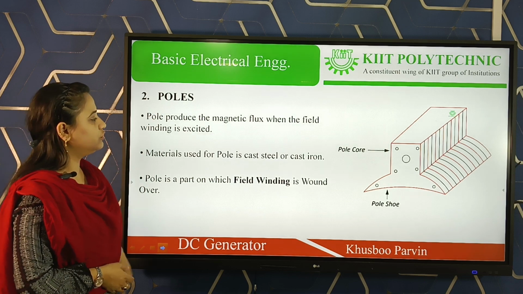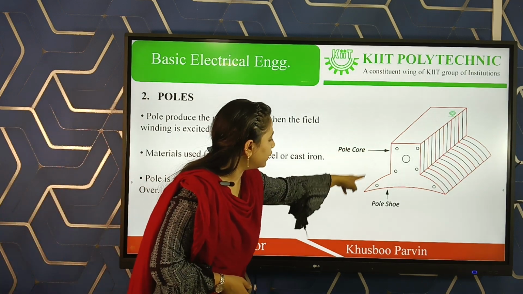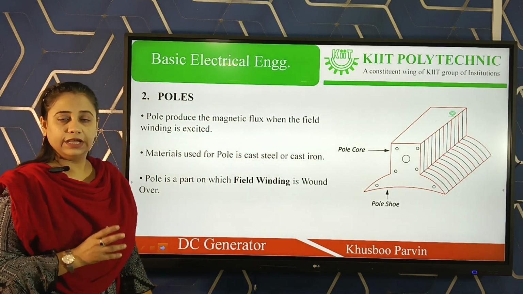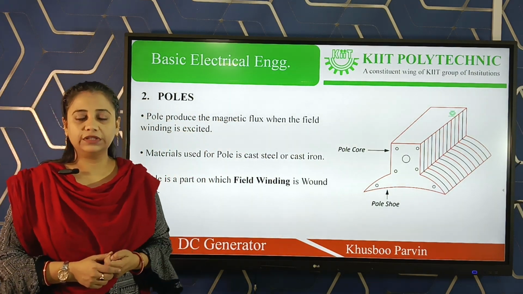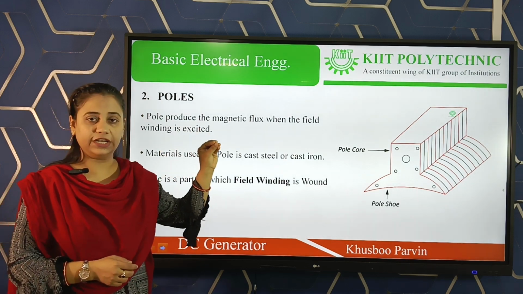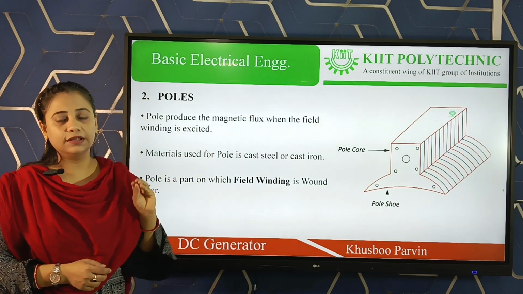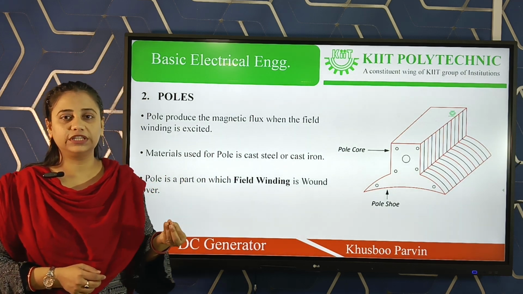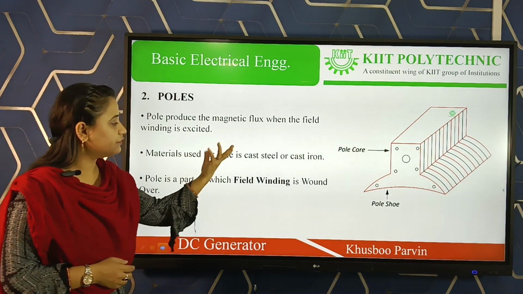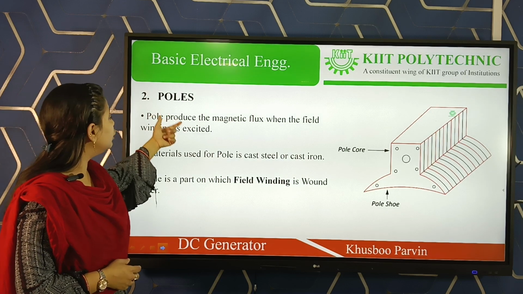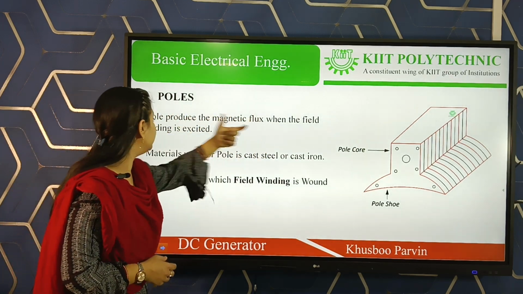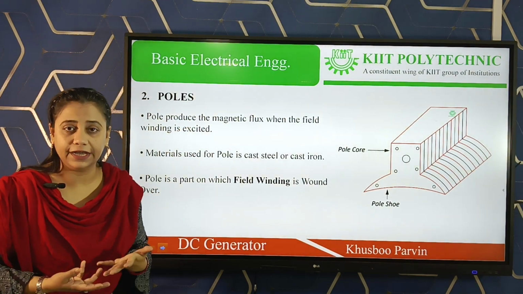Next, the pole. Here you can see the pole core and this is the pole shoe. What is a pole? In a DC generator there may be 2 poles, there may be 4 poles. Depending upon the number of poles used in the DC generator, the machine will be known as a 4 pole machine, 2 pole machine, 6 pole machine, etc. So what is the function of the pole? The pole produces the magnetic flux when the magnetic field is excited.